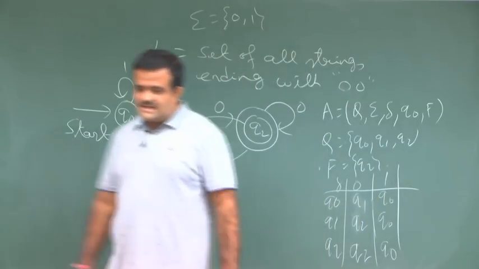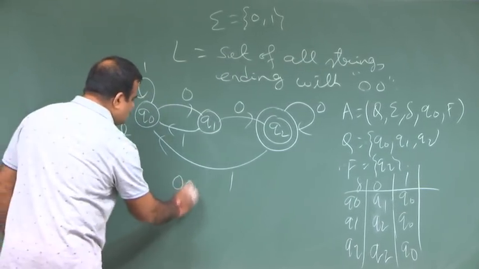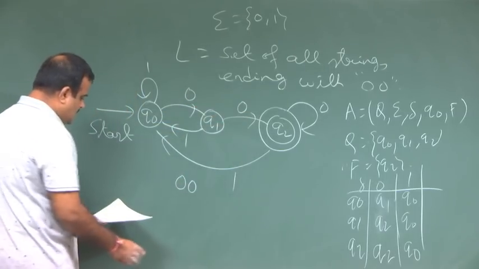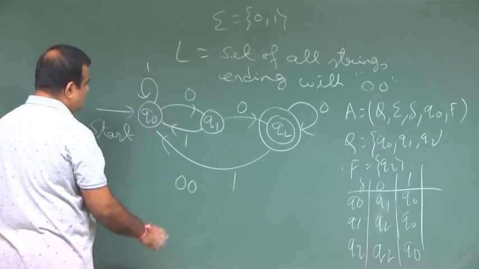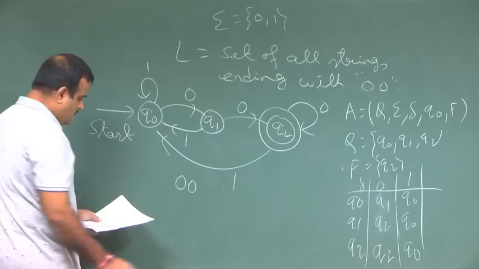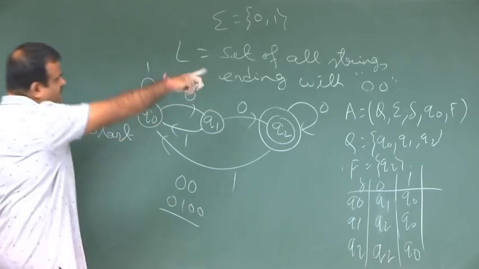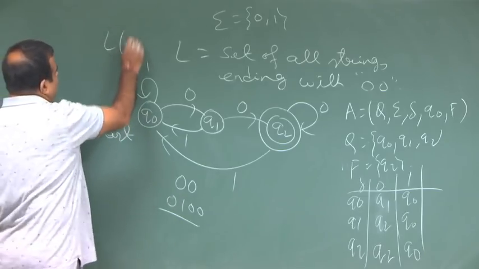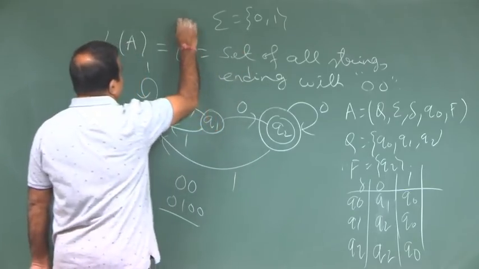So, this accepts the string 0 0, because 0 0 goes to the final state. 0 1 is not accepted, but 0 1 0 0 is. All the strings which end with 0 0 are accepted. So, L of A is nothing but this L.